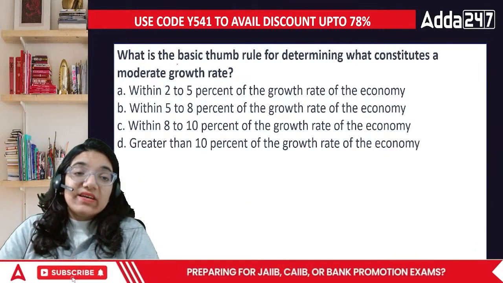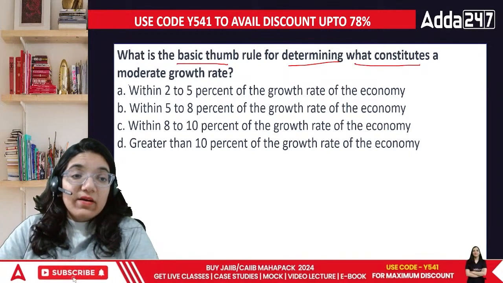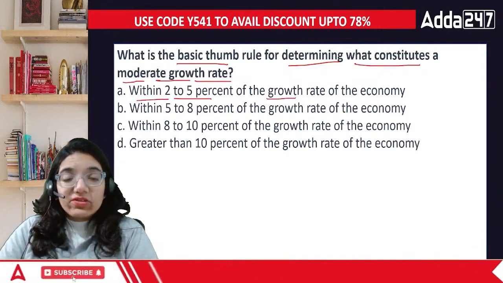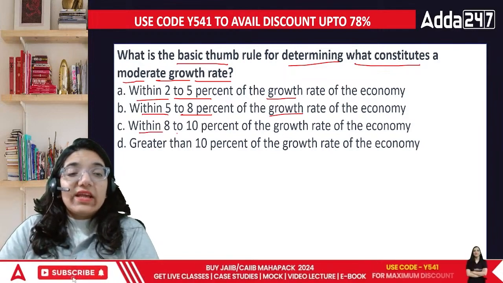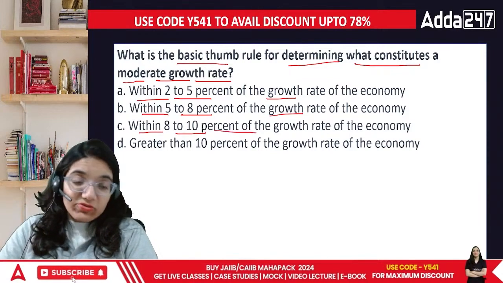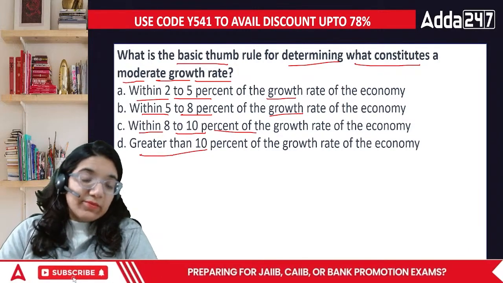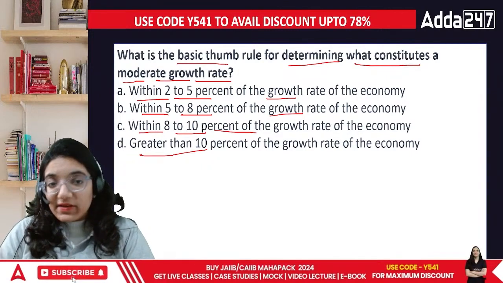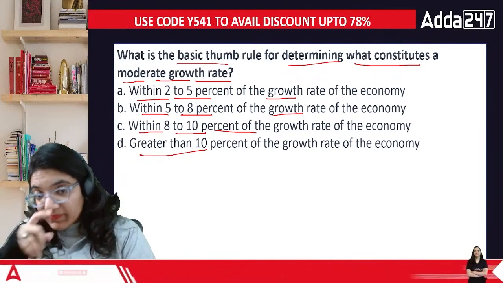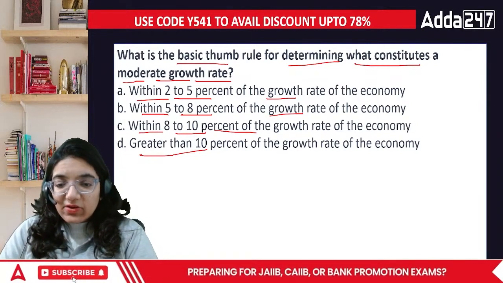What is the basic thumb rule for determining what constitutes a moderate growth rate? Within 2 to 5% of the growth rate of the economy, within 5 to 8% of the growth rate of the economy, within 8 to 10% of the growth rate of the economy, or greater than 10% of the growth rate of the economy. Moderate growth rate, everyone. For example, if we talk about India, what's happening here? Moderate growth rate. Moderate is not very high, not very low, correct?